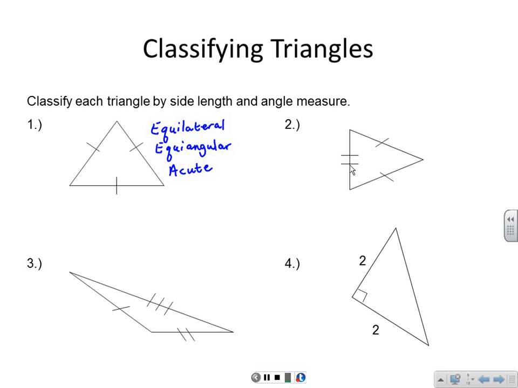Alright, so this one, you have 2 congruent marks here and 1 congruent mark for each one of these. So that means that these 2 sides are the same, but this one's different. So remember, 2 sides that are the same is going to be isosceles. And then also, and again this is from geometry, if two sides are the same, then the opposite angles are also the same. So what we have here is two acute angles. So this is going to be acute as well.